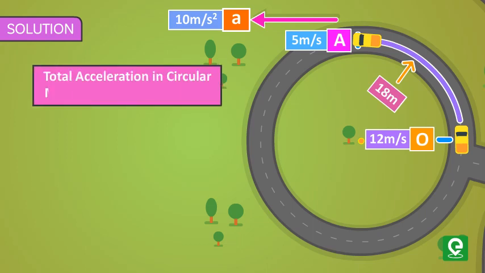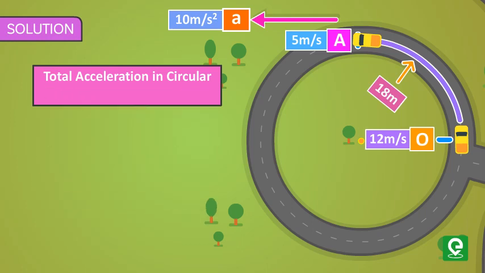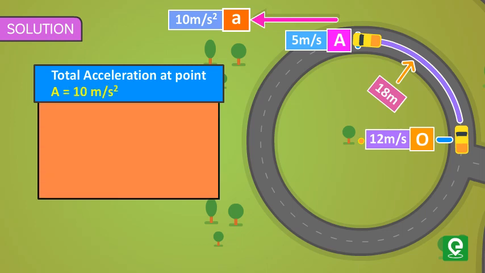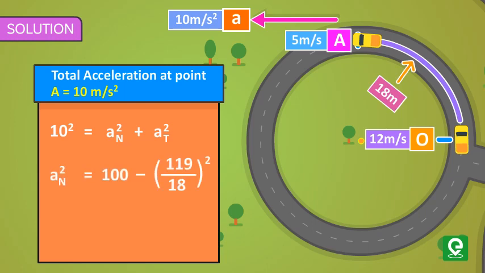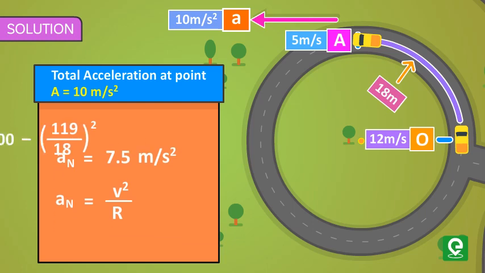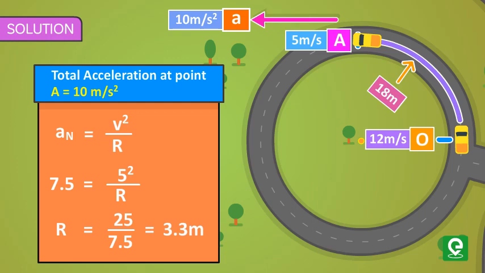Now, total acceleration in circular motion is given by the formula square root of square of normal acceleration plus square of tangential acceleration. Using total acceleration at point A given as 10 meters per second square and tangential acceleration calculated above, we can find the normal acceleration at point A. Normal acceleration at point A is equal to 7.5 meters per second square. We know that normal acceleration is equal to v square by r, where v is the velocity and r is the radius of curvature. Substituting values of an and v at point A, we get r equal to 3.3 meter.